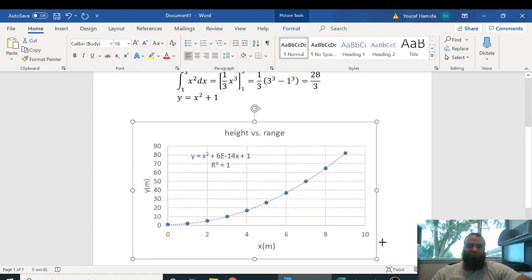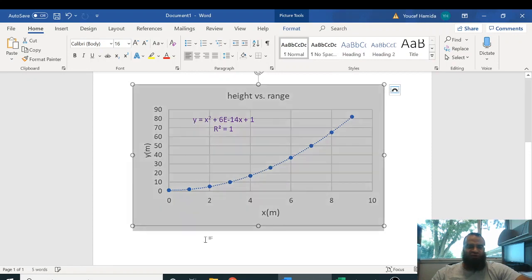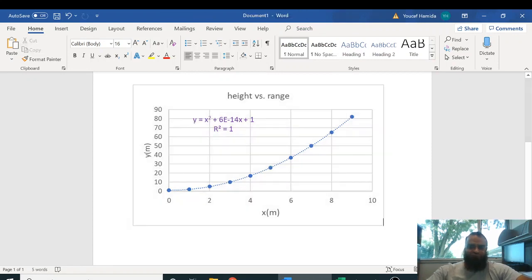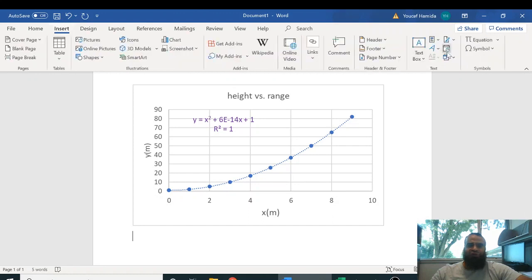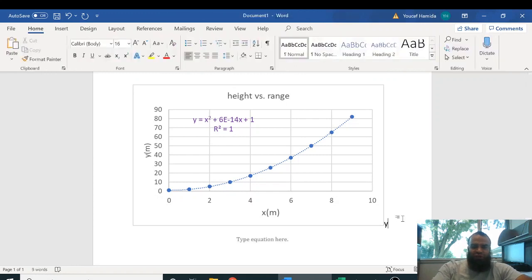I can make it a little larger so it can be seen. So look at this, it says y. Let's type, we were doing equations, so let's see. So I put insert. So here is the equation. It says insert, I want equation. So it says y, I don't want it there. Let me go to the equation. Y equals to, it says x to the second power plus 6e to the minus 14x. So let me put here x, and then what's in front of x? 6e to the minus 14.